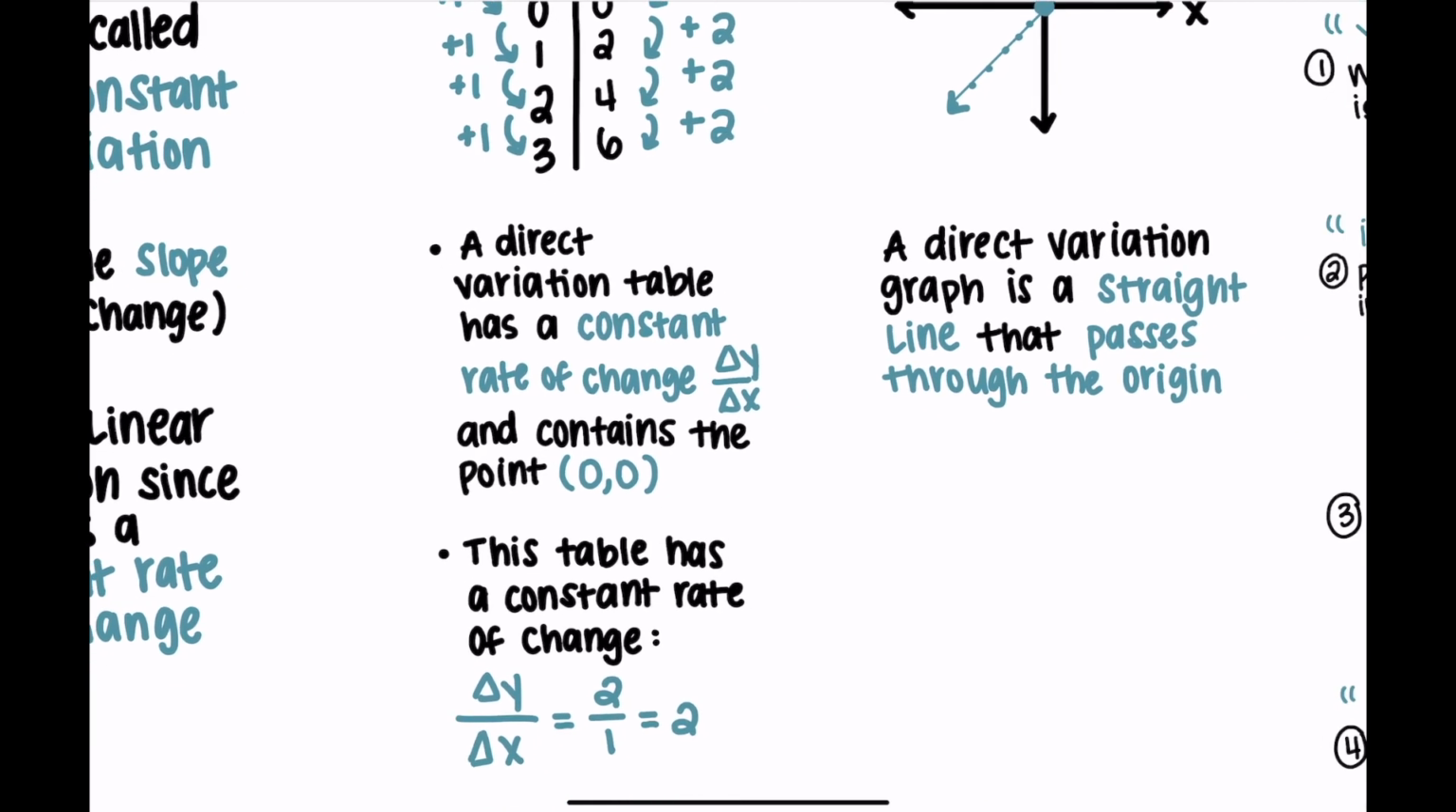If you wanted to quickly find the constant of variation or the constant rate of change, you would look for that slope or the rate of change, which is our change in y over the change in x. The change in y, we said they were going up by 2, and the x's were going up by 1, and that simplifies to 2. So in this case, 2 is our k value.